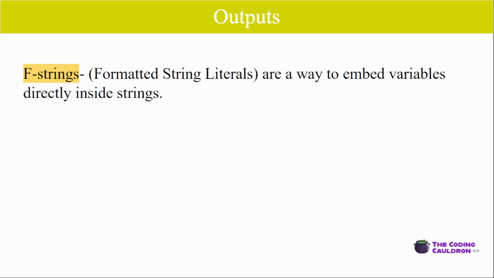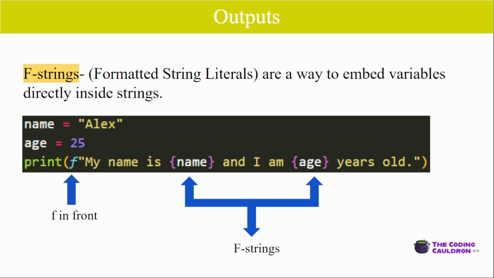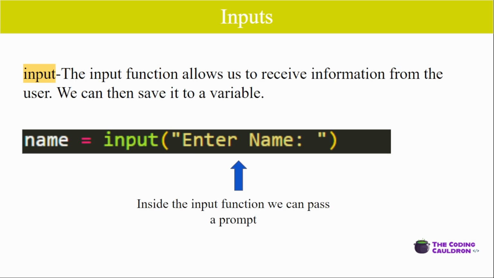Another way that does not involve typecasting our variables is formatted string literals, or f strings, that allow us to embed variables inside strings. So now, if we have two variables that we want to concatenate with other strings, we can use f strings. So we add an f in front of our quotes and surround our variables with curly braces. For receiving inputs, we use the input function and directly save the input to a variable.